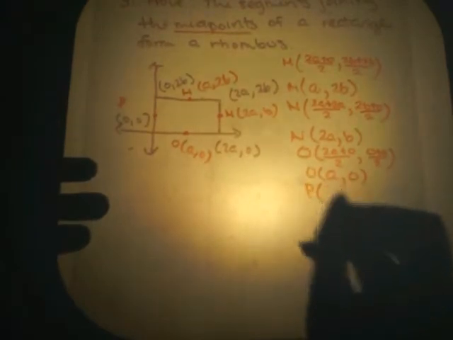And then P is going to be 0 plus 0 over 2, add the x's, and then y plus y over 2, and that will give us a point of 0, 2b over 2 will become b. So this is 0, b.